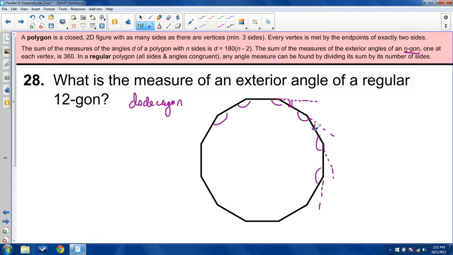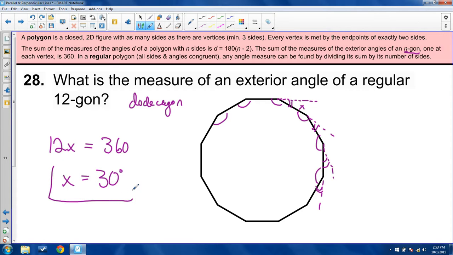So what we want to find out is the measure of one individual exterior angle of a regular dodecagon. Just one of those x's. Well, if all of these are the same, then there are 12 x's, 12 exterior angles, and when you add them all up, the sum of the measure of exterior angles adds up to 360 degrees. So all you have to do is divide by 12 there, and I don't know what that is. It's 30, right? So x is 30 degrees. So each exterior angle measure is 30 degrees for that one.